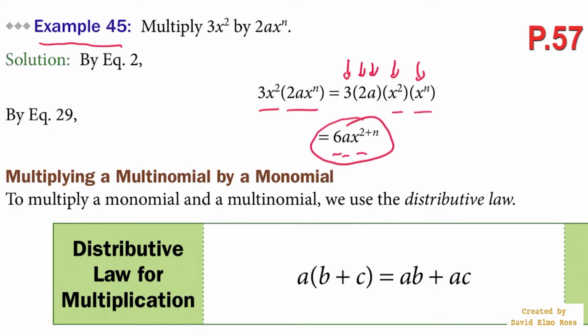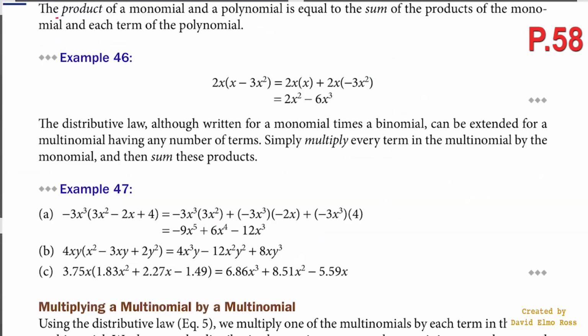Now sometimes we're going to have a multinomial multiplied by a monomial. In this case, a is our monomial, and here's our multinomial. What you're going to do is a times b plus a times c, and that is called the distributive law for multiplication. The product of a monomial and a polynomial is equal to the sum of the products of the monomial and each term of the polynomial.